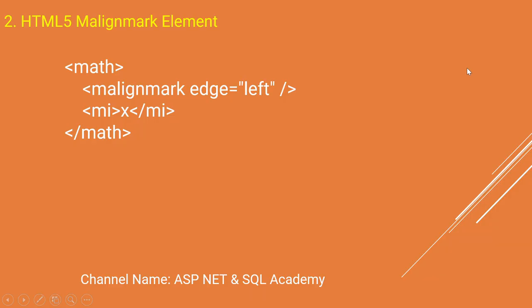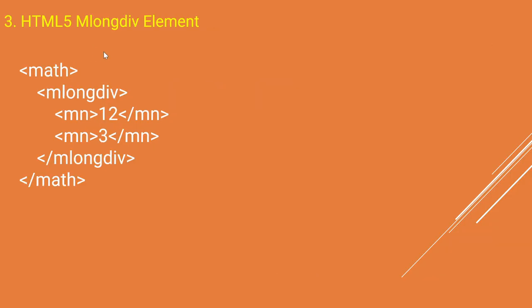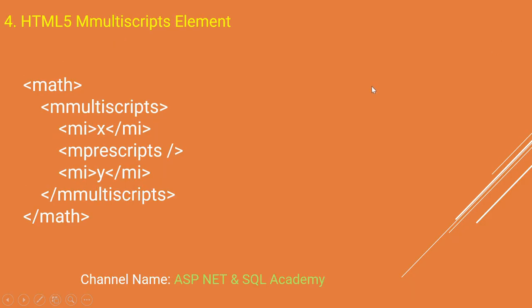The mlongdiv element is used to define math long division. It is often used to specify long division in a mathematical equation. The mmultiscripts element is used to define math multi-scripts. It is often used to specify multiple scripts in a mathematical equation.